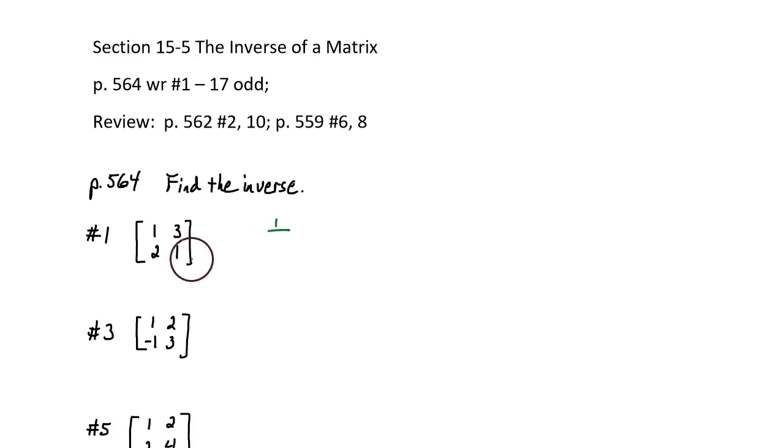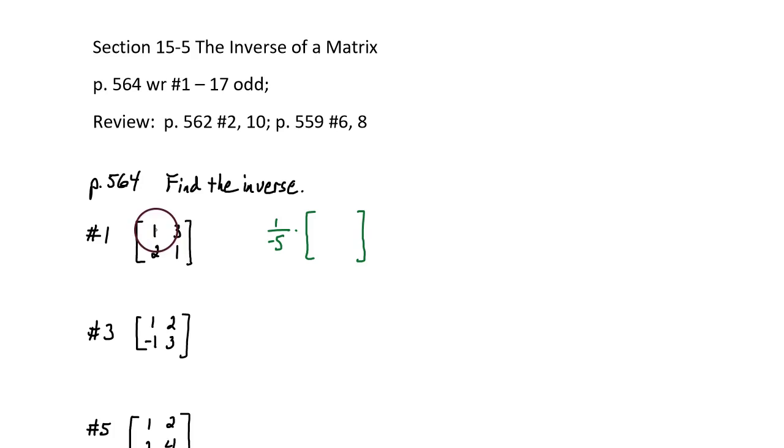So now let's find the determinant. 1 times 1 is 1, minus 2 times 3, which is 6. 1 minus 6 is negative 5. And that determinant value goes in the denominator of a fraction. Now multiply by a 2x2 matrix. And to make the entries, we're going to use these four numbers.